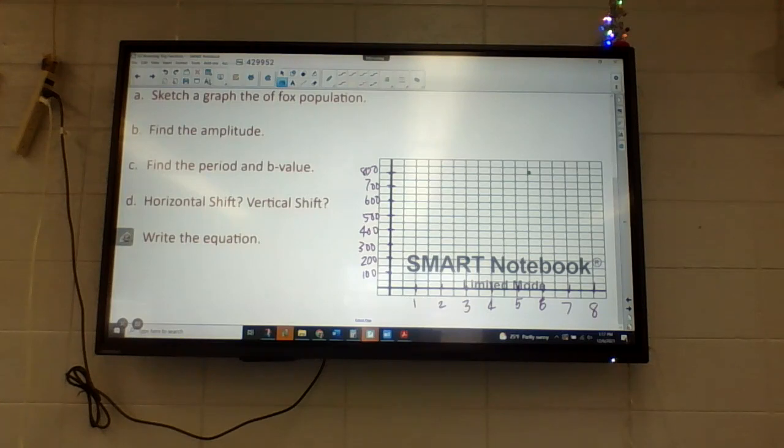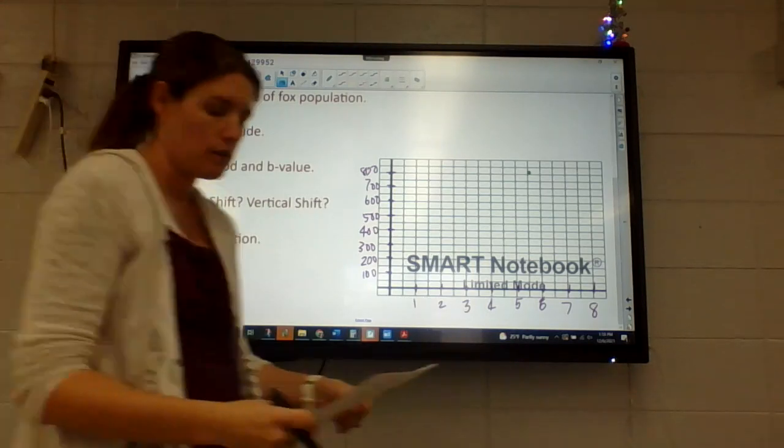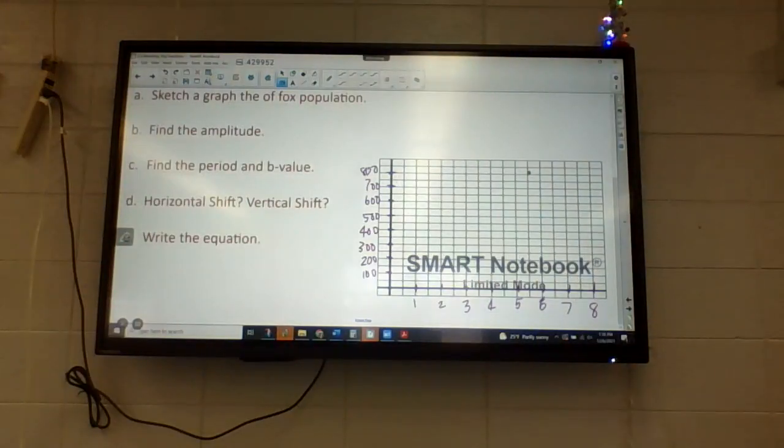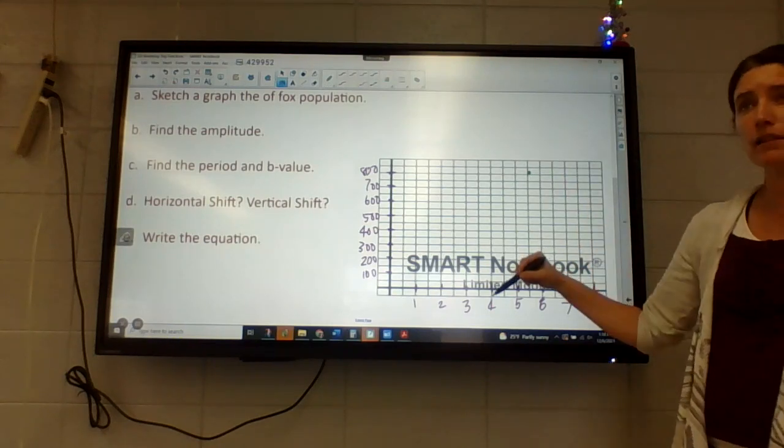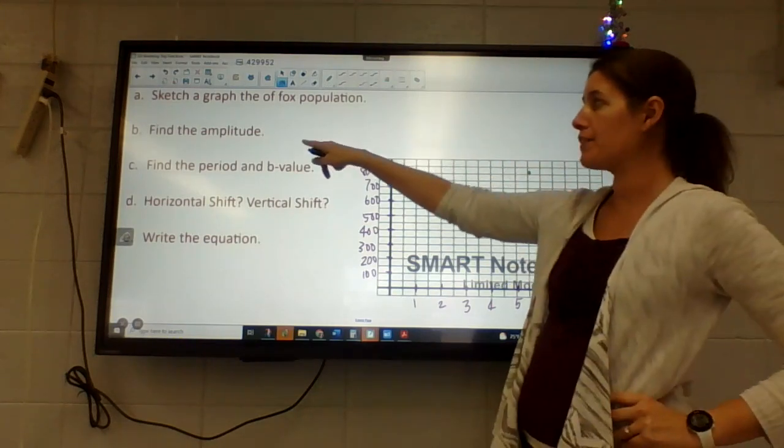Any thoughts on what else we would know? Or what else we can fill in here that you're aware of? What's that? We can figure out the amplitude, right? Because we have the high and low. So we should be able to figure out the amplitude.